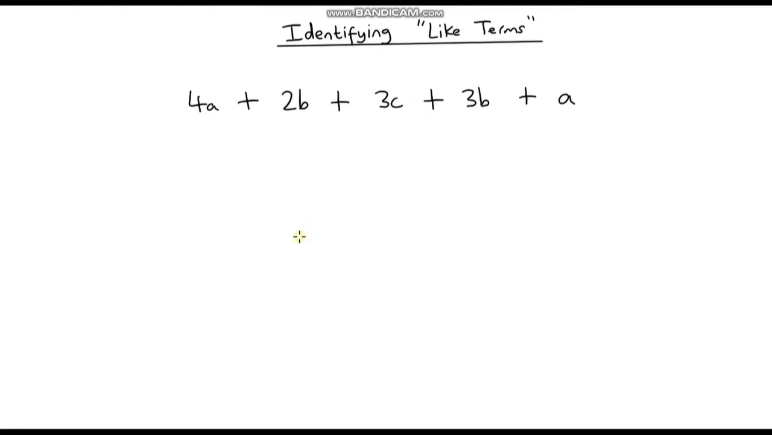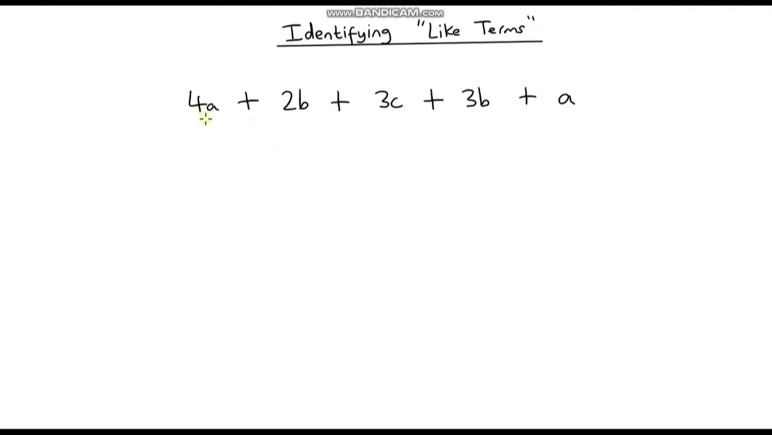Hello and welcome to a video on identifying like terms. So here we've got an expression, and in this expression there are 5 terms. You could think about these as different items. For example, I like to use the analogy of fruit and vegetables.